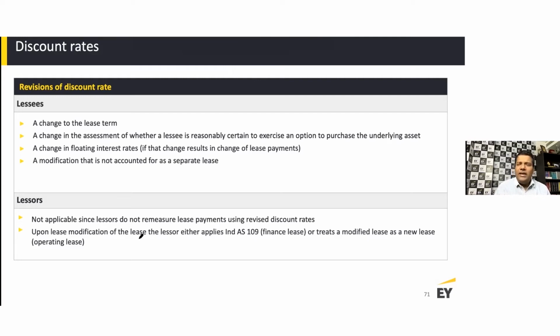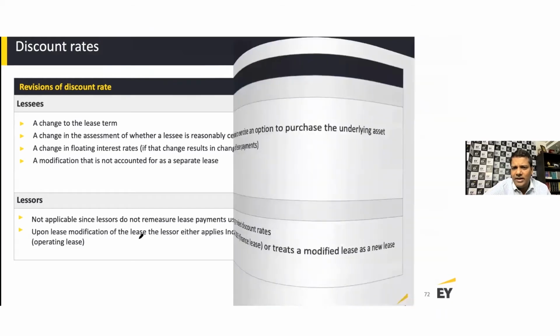So now, if it is linked to an index or a rate, for example, and that results in a change in the lease payments, that may warrant reassessment of the discount rate as prevailing on that day. So whenever you reassess it, on that day possibly you'll also have to look at the discount rate, right? Now, from a lessor perspective, the revision is not applicable since the lessor does not remeasure lease payments using a revised discount rate upon lease modification, of course, as the lessee does. The lessor either applies Ind AS 109, which is the finance lease, or treats a modified lease as a new lease from an operating lease perspective.